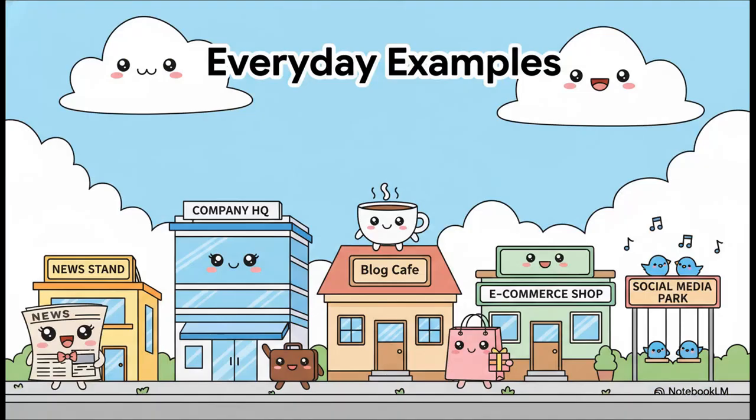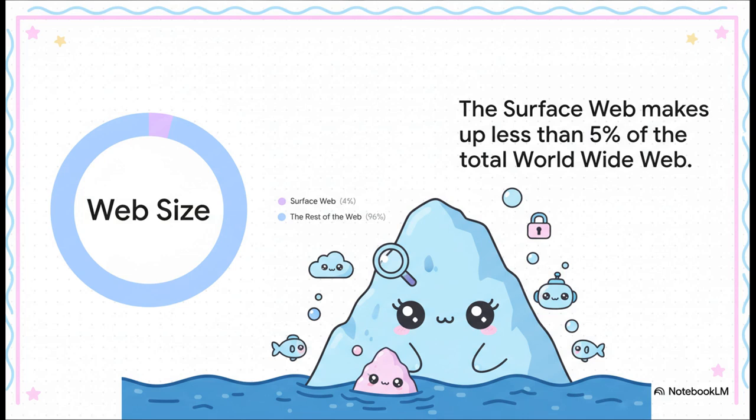Just think about what you do online every day. You're reading the news, you're looking at a company's website, you're reading a public blog, or scrolling through a public social media feed. Yep, that's all the surface web. It's basically the storefront of the internet. And this is where it gets wild. Look at this breakdown. For as much time as we spend there, the surface web makes up less than 5% of the entire World Wide Web. That means over 95% of the web is completely hidden from search engines. And you can see right away why that iceberg metaphor became so popular.